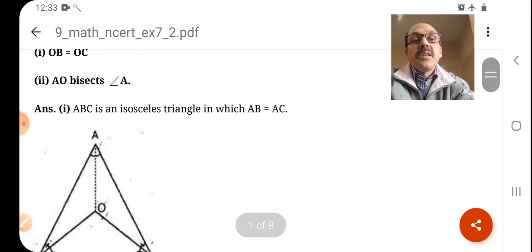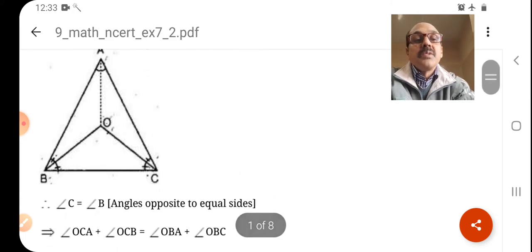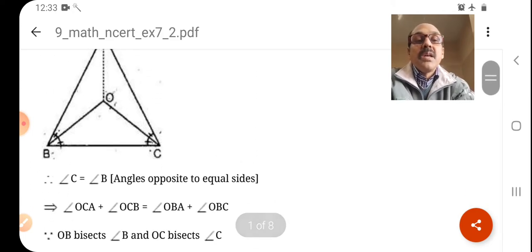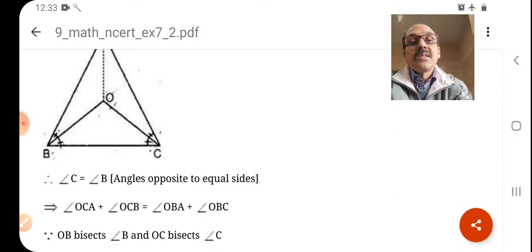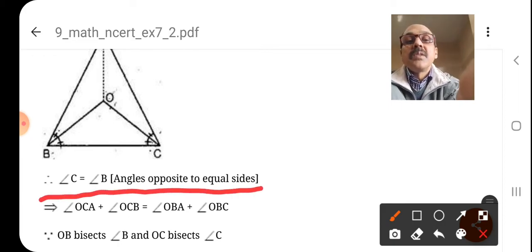It is given AB equal to AC. These two sides are equal. So we know if two sides are equal, that means angles opposite to equal sides are equal. That is, angle C equal to angle B, because AB equal to AC. So these two angles are equal.